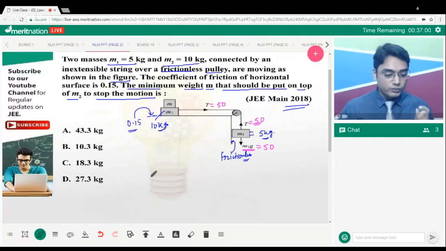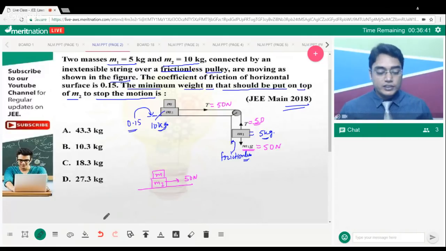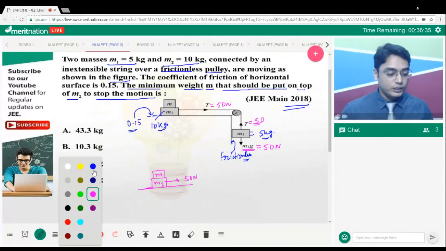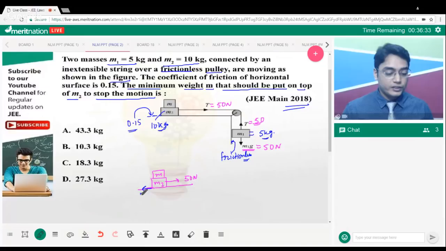So now the situation is very simple: we have two blocks. This is m2, and this is m. Two blocks and a force of 50 Newton, because this is in Newton now. This 50 Newton is being applied, right? So which thing is balancing it? Obviously friction, because there is only one contact here. Why only one contact? Because we are considering this whole as a system.